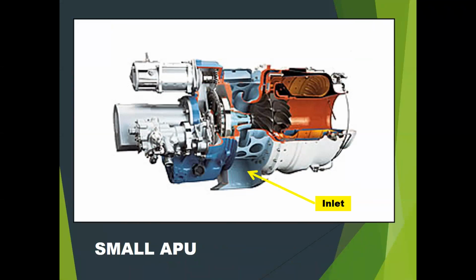So here's the inlet on this. This is obviously a cutaway, but it's got the inlet on the side. The air gets pulled into a compressor. It's a centrifugal compressor in this case. And then it has a reverse flow combustion chamber. And then a turbine. You can see the turbine and the compressor are basically back to back. So the turbine spins the compressor.